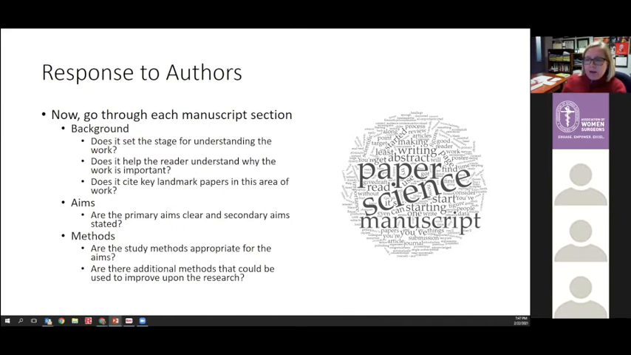Are the primary aims and secondary aims clearly stated? And do you really understand why the authors embarked on this? And then, are the study methods appropriate for those particular aims? And are there additional methods that could be used to improve upon the research?